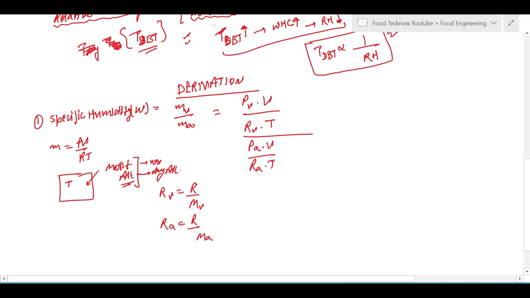And we know that R is the universal gas constant, equal to 8.314, divided by the molecular weight of the water vapor, that is the water itself, so its molecular weight is 18. And in the case of Ra, Ra is equal to R divided by the molecular weight of air, that is the dry air, and it can be written as 8.314 divided by 28.97, that is the molecular weight of dry air.